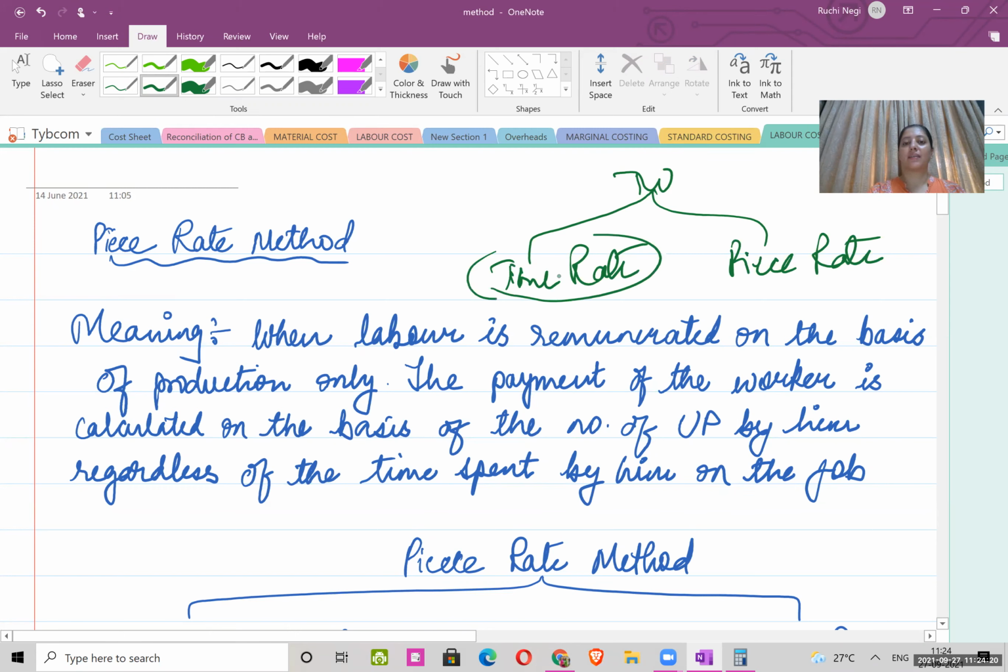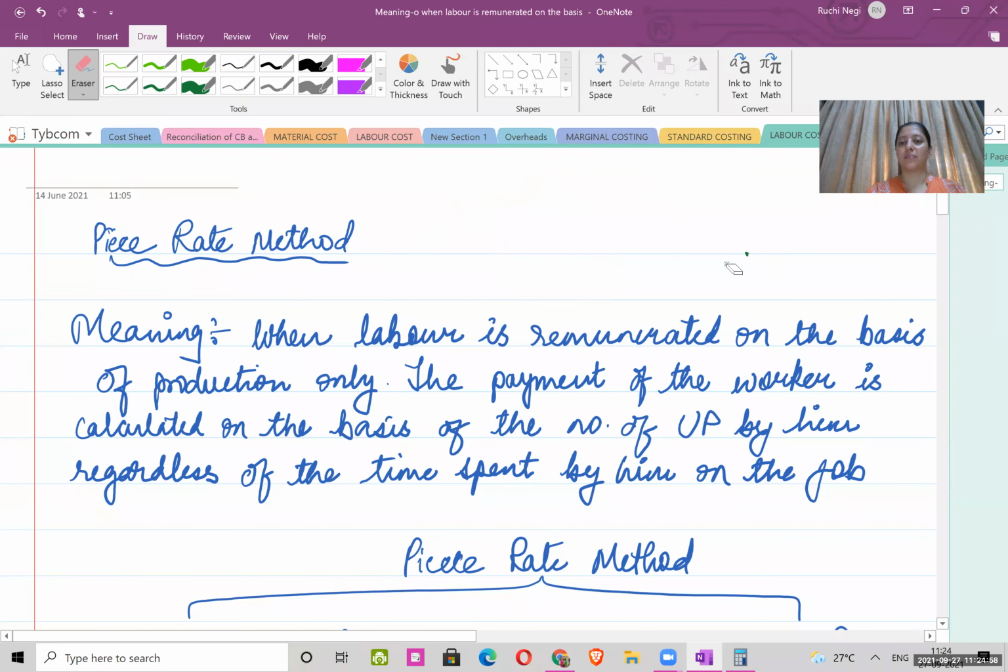So in time rate, what was the basis of calculation? Time taken multiplied by NTR, that is rate per hour. And for piece rate, you are paying on the basis of number of pieces produced by the laborer. So here instead of time taken, we take units produced or actual output, multiplied with NPR. Now what is this NPR? Rate per piece is known as NPR. Okay, so let us begin with this.